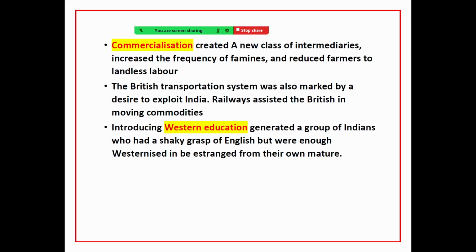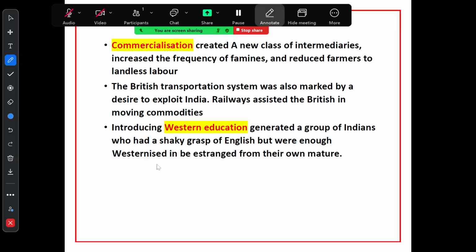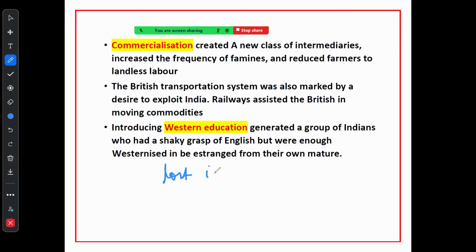Western education, a double-edged sword. The British introduced English education, but it was a bad deal. First thing is lost identity. What does it mean? Many Indians forgot their own culture while learning English. And the second point is lack of real skills. It means they learned English, but they did not get practical skills to help India.